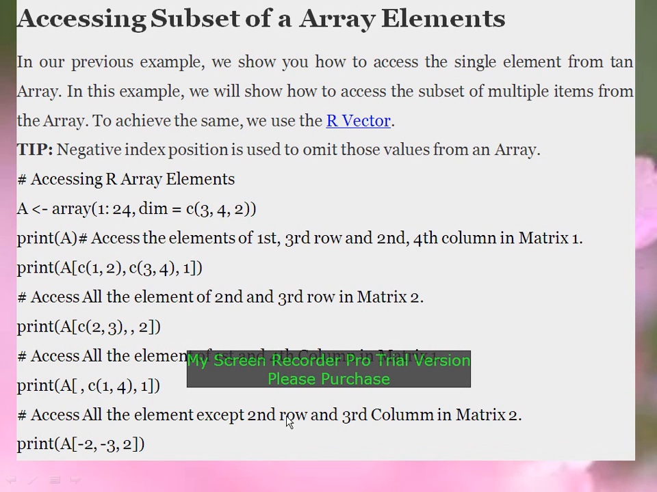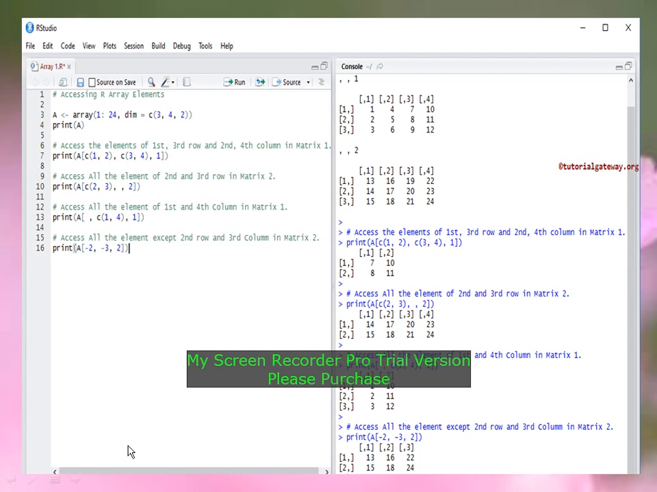When accessing all the elements except the second and third row, as we already told, we have to use negative indexes for removing those values. So here we have to omit the second and third. So -2, -3 come and the remaining elements should be displayed from the matrix. So this is the output.